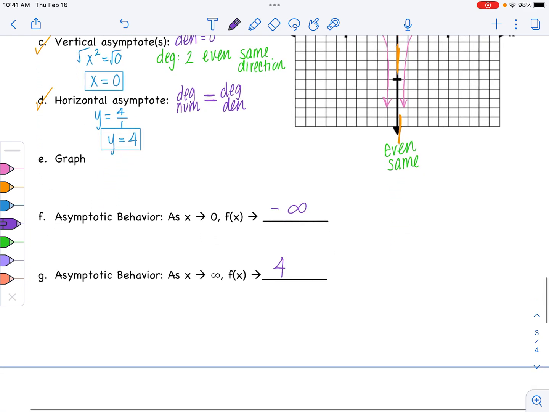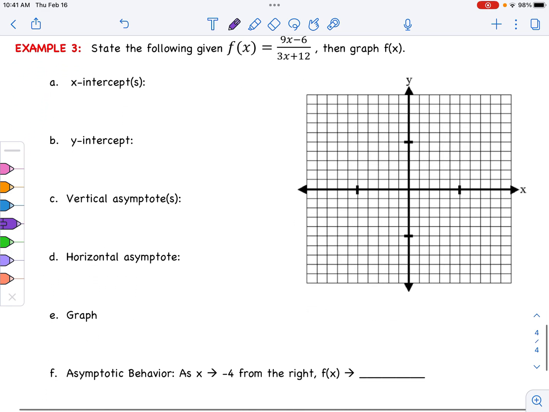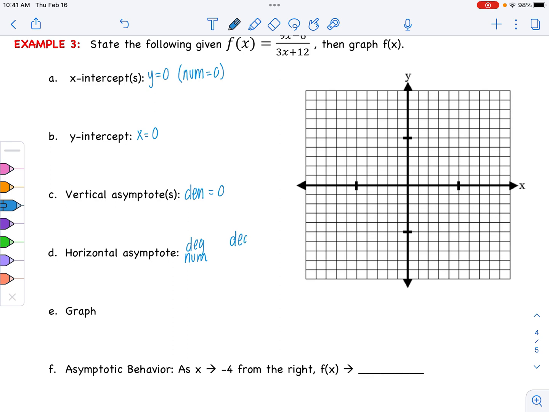Okay. One more example coming to you. We're going to do the exact same steps. So if you would like to pause and try it on your own, I think that would be a great idea. But let's start walking through. First thing, x-intercepts, that's when y equals 0, or your numerator equals 0. Y-intercept, x equals 0. Vertical asymptotes, denominator equals 0. Horizontal, we look at the degree of the numerator and compare it to the degree of the denominator.